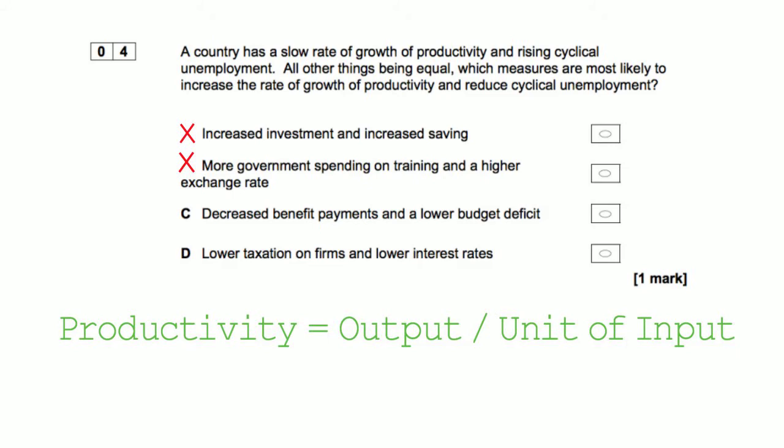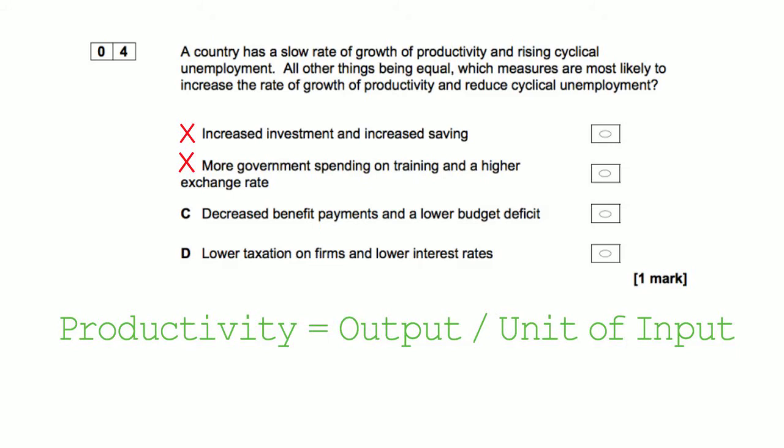Option C is decreased benefit payments and a lower budget deficit. A decrease in benefit payments would result in the level of consumption in the economy falling. This is because individuals who were receiving these benefit payments now receive less, and this means that they cannot consume the same amount of goods and services, thus consumption falls. A lower budget deficit means that the government is either taxing more or they are spending less, and this has a contractionary effect on the economy and will cause aggregate demand to shift inwards.